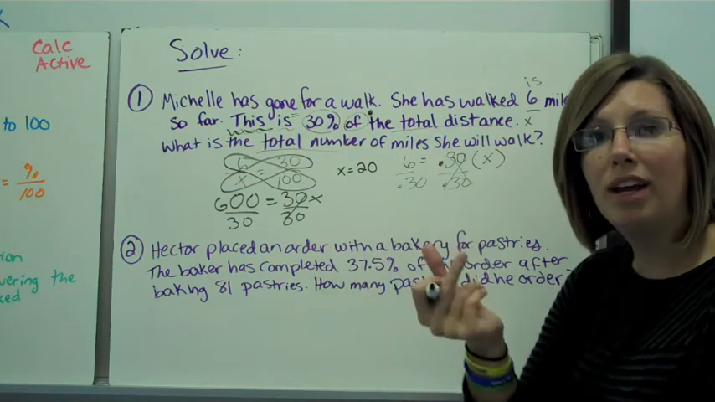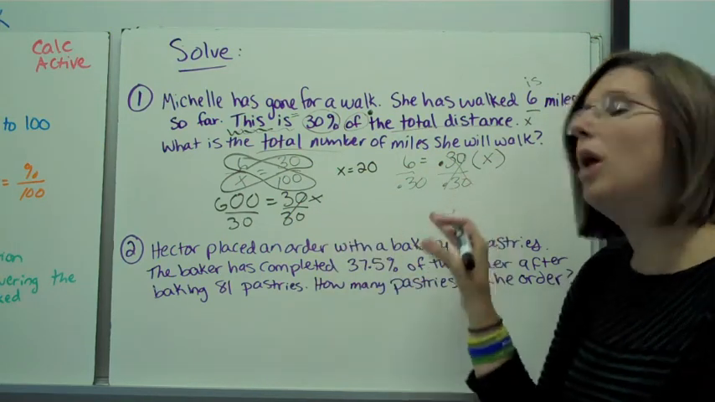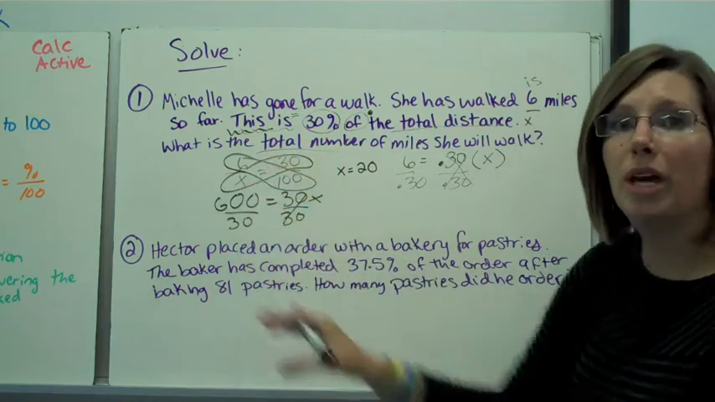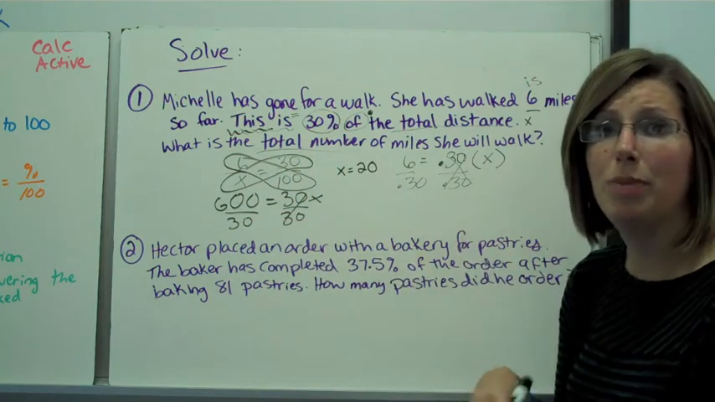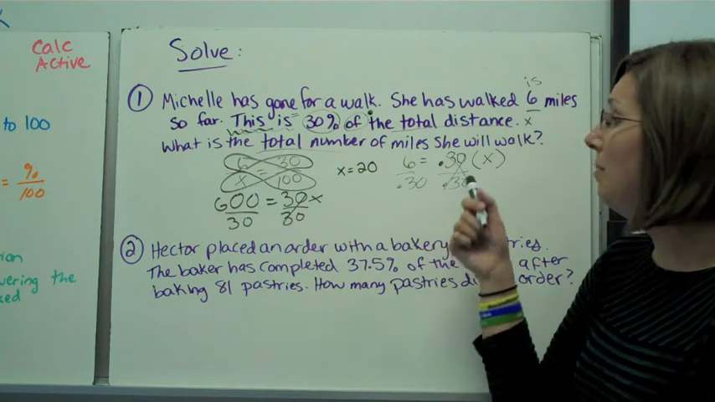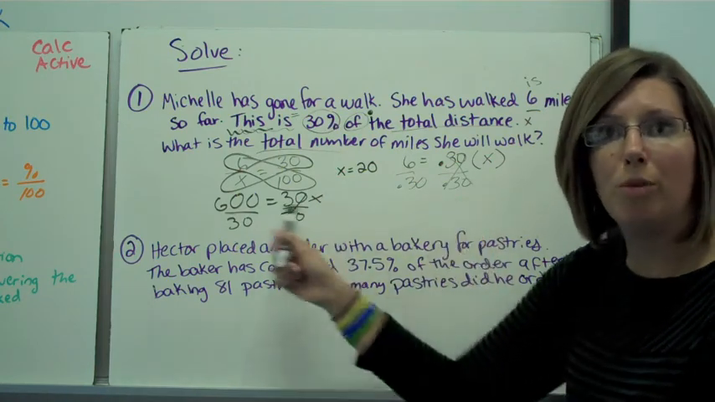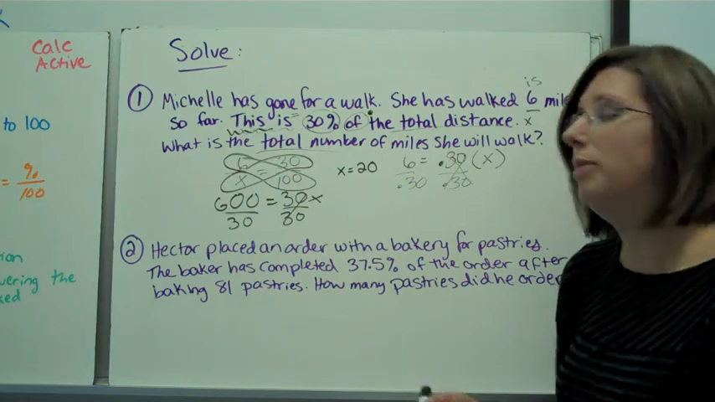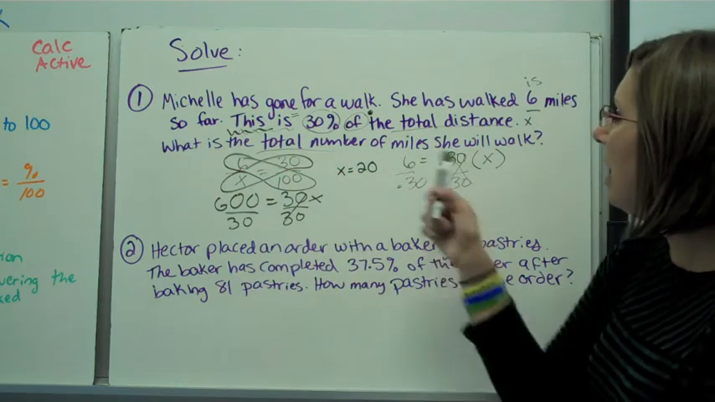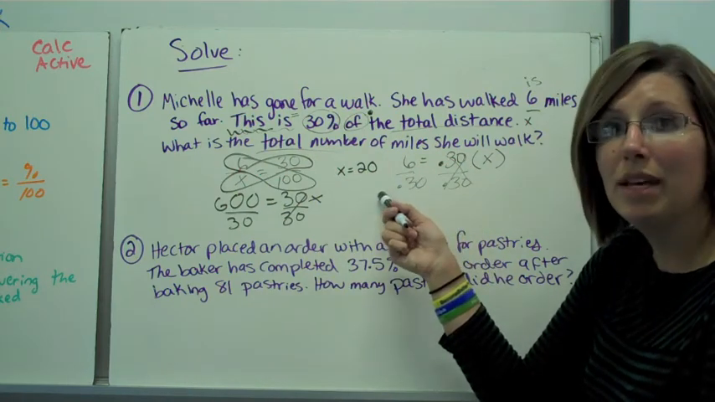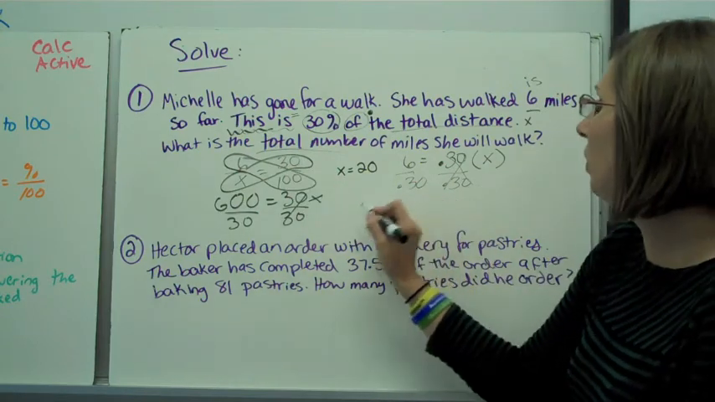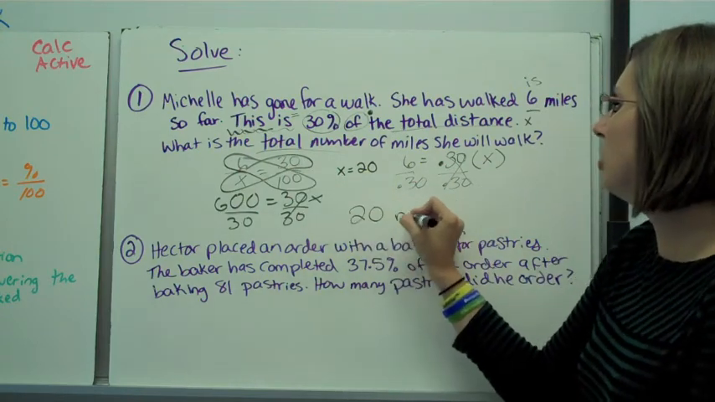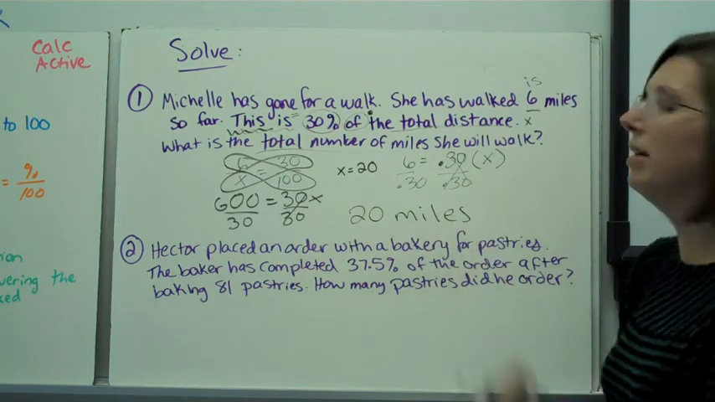So however your brain likes to work and see these problems, you'll either pick a proportion or an equation. Sometimes I mix and match because sometimes the equation is more straightforward than the proportion. So it all depends on the problem. The last step is to write our units. So it says, what's the total number of miles she will walk? And the answer is 20 miles.